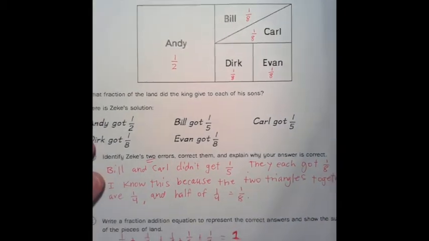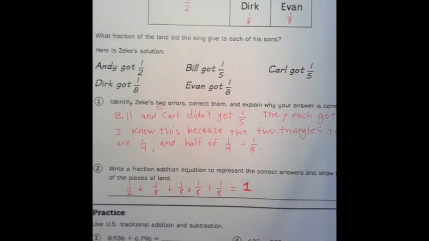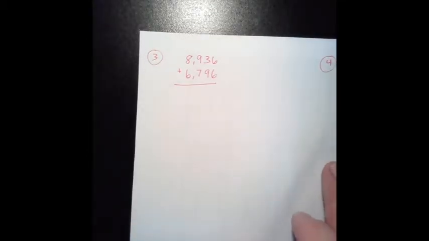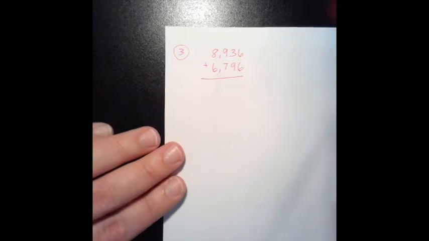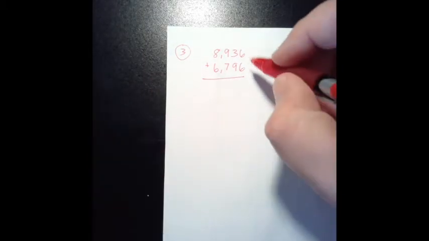Alright, so let's go down to the practice. The practice problems are, again, a review of addition and subtraction. I went ahead and put them on another piece of paper. I stacked my numbers. I'm going to do 3 and 4 with you, and I want you to do 5 and 6 on your own. So for 3, we're adding 8,936 to 6,796.